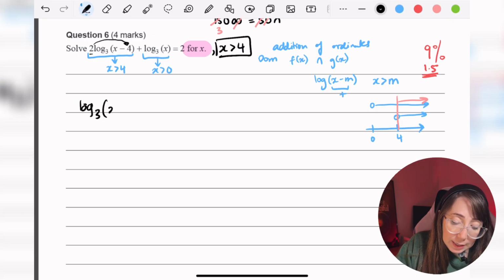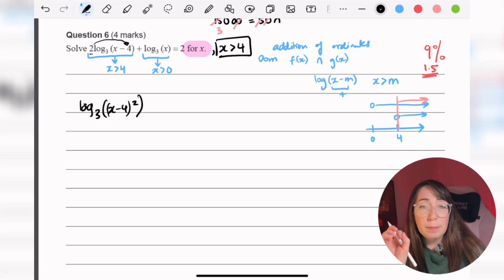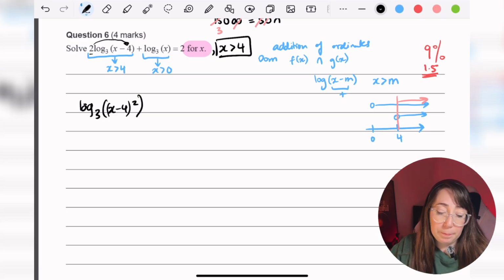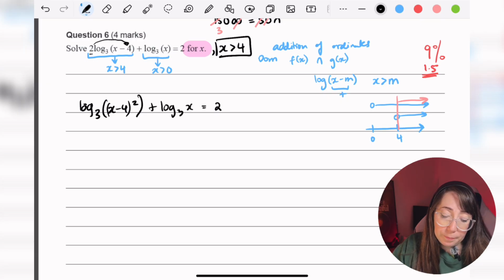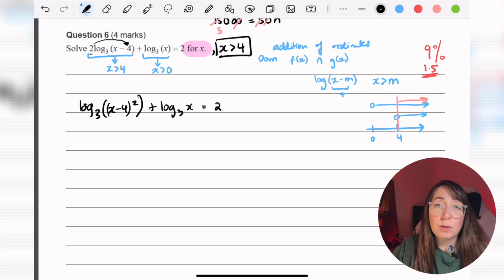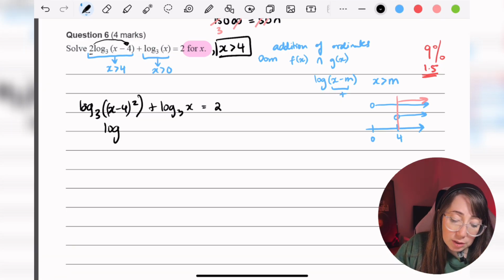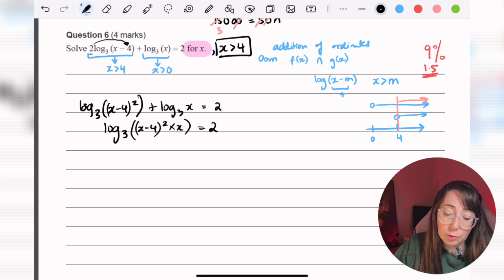So log 3, and then I'm just going to write it in a bracket just to make it very clear that it's not the log being squared, but it's that inside function that's being squared. Plus log 3x is equal to 2. Now, because the bases are the same and the two logs are being added together, I can multiply the inside values. So that'll be (x minus 4) squared times x is equal to 2.